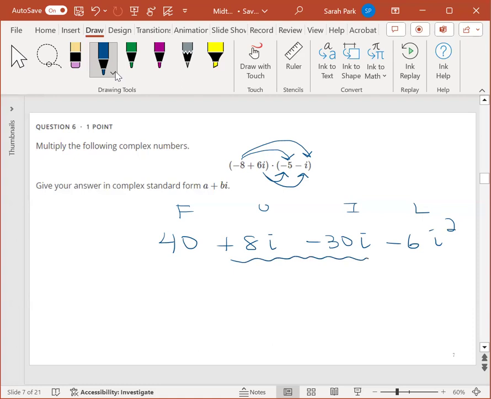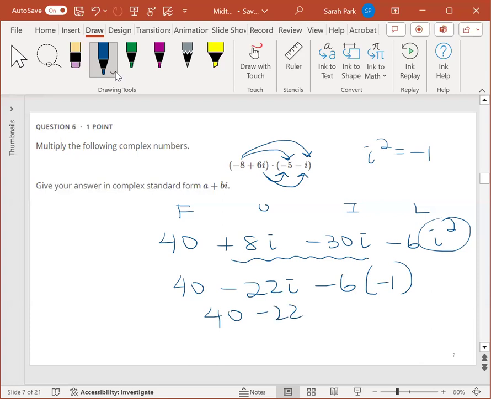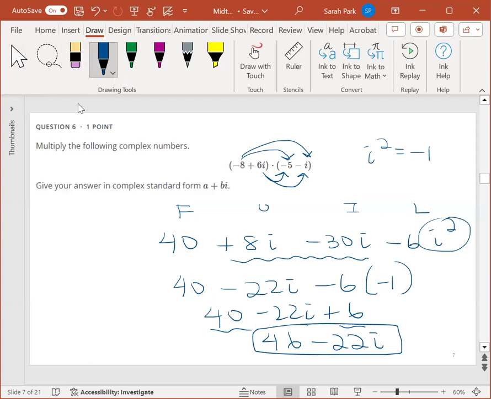Okay, combine like terms: 8i minus 30i is negative 22i. Let's just bring the minus 6i squared. i squared is equal to negative 1. So if we replace i squared with negative 1, we'll get 40 minus 22i plus 6. And 40 plus 6 is 46. And then let's bring the minus 22i down. So there it is in the standard form, a plus bi form.